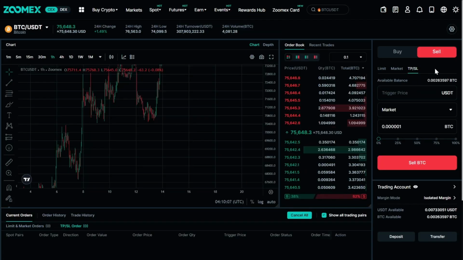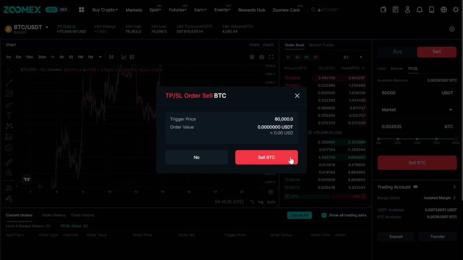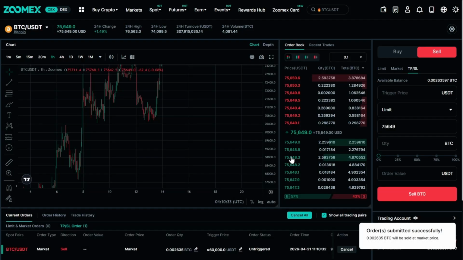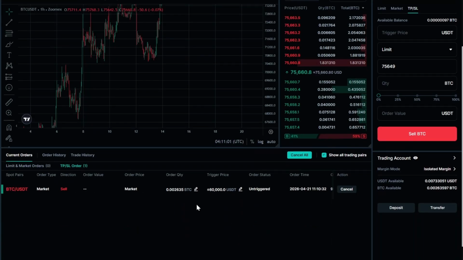If we wanted to set a stop loss, we would simply put the trigger price under the current price of Bitcoin. So let's say I'm getting nervous as the price goes down, and once Bitcoin hits 60,000, I will cut my losses. Again, for this tutorial, we are going to sell the full amount of our position and execute this order. Again, down below, we can see our stop loss order.